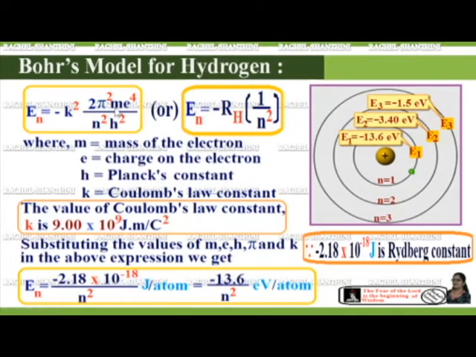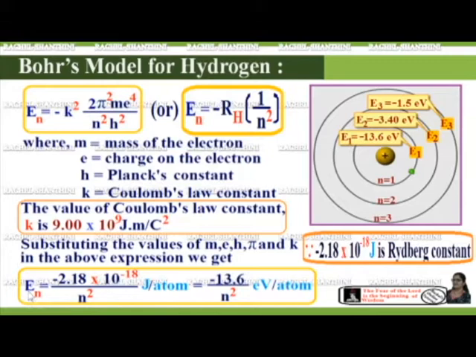If we substitute the value of m mass of the electron, e charge on the electron, h Planck's constant, k Coulomb's law constant, which is equal to 9.00 into 10 to the power of 9 joules meter per coulomb square, in this equation, we get the value of En is equal to minus 2.18 into 10 to the power of minus 18 upon n square joules per atom. Since minus 2.18 into 10 to the power of minus 18 joules is Rydberg constant, we can write the expression En is equal to minus Rh into 1 upon n square.